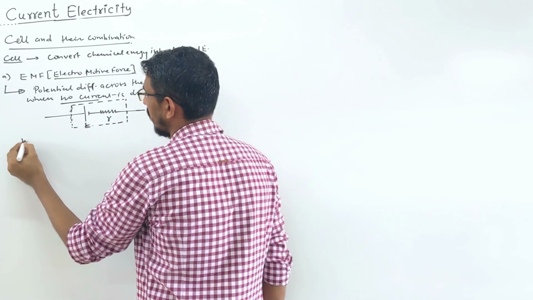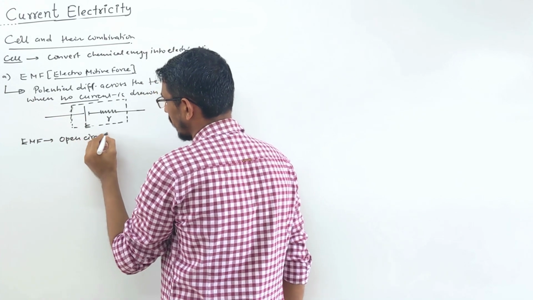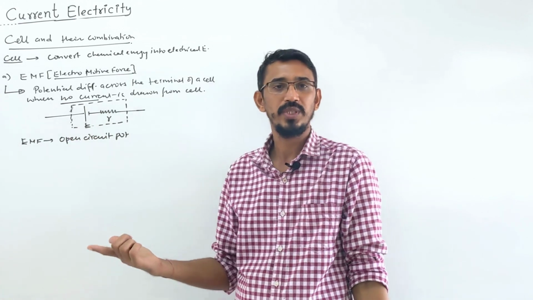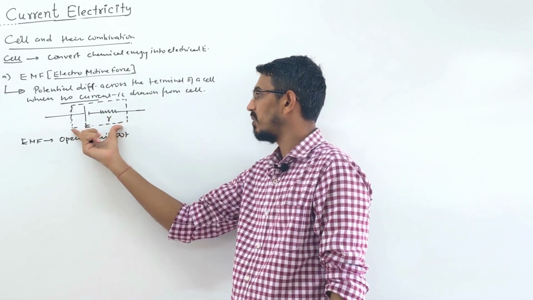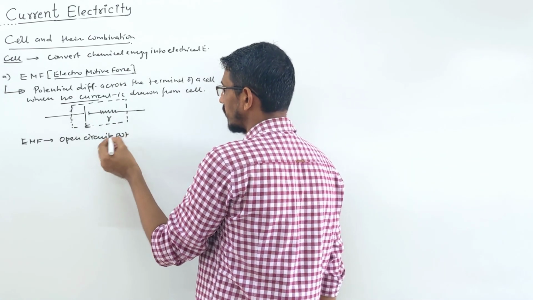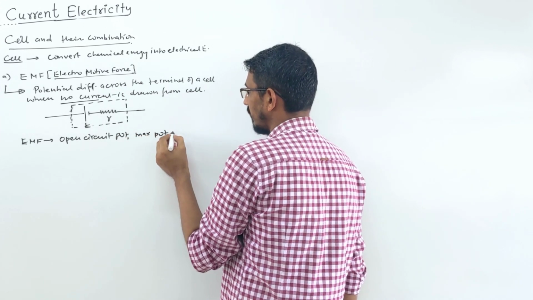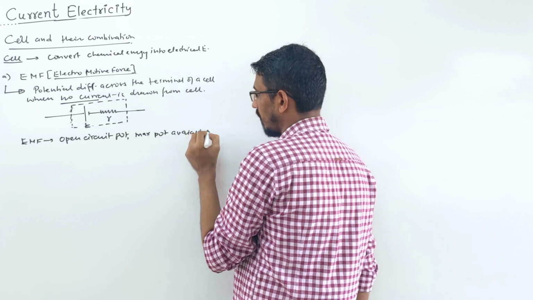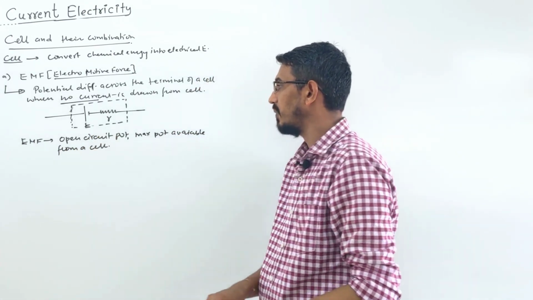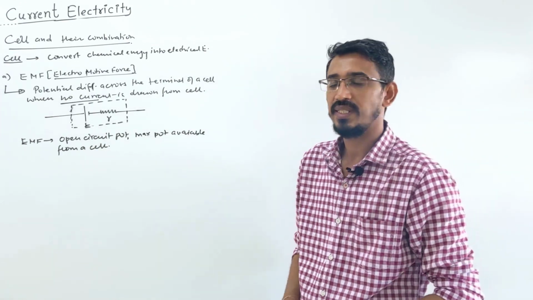So for EMF, we can give some other name. Like open circuit potential. Because when no current is being drawn, it is called open circuit. So whatever potential we get across the terminals, that's called EMF, right? You can also call it by another name: the maximum potential available from a battery. Yes, EMF is the maximum potential that's available from a cell. That's called the EMF of that cell, right?